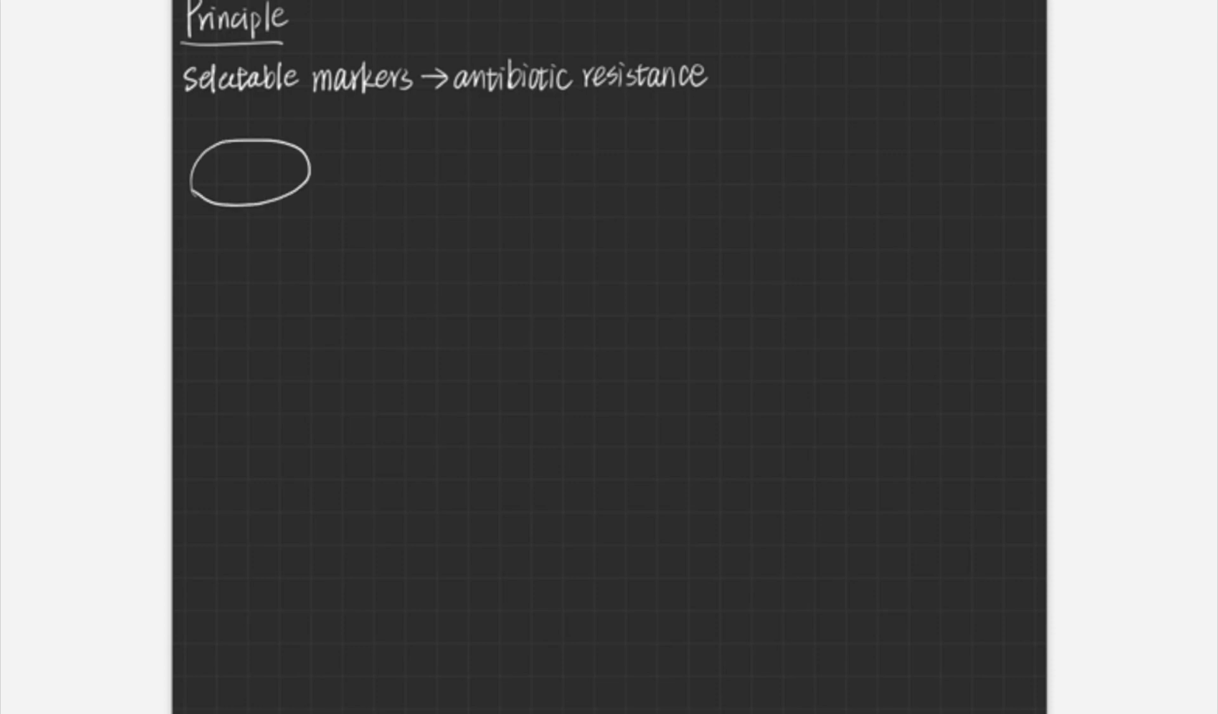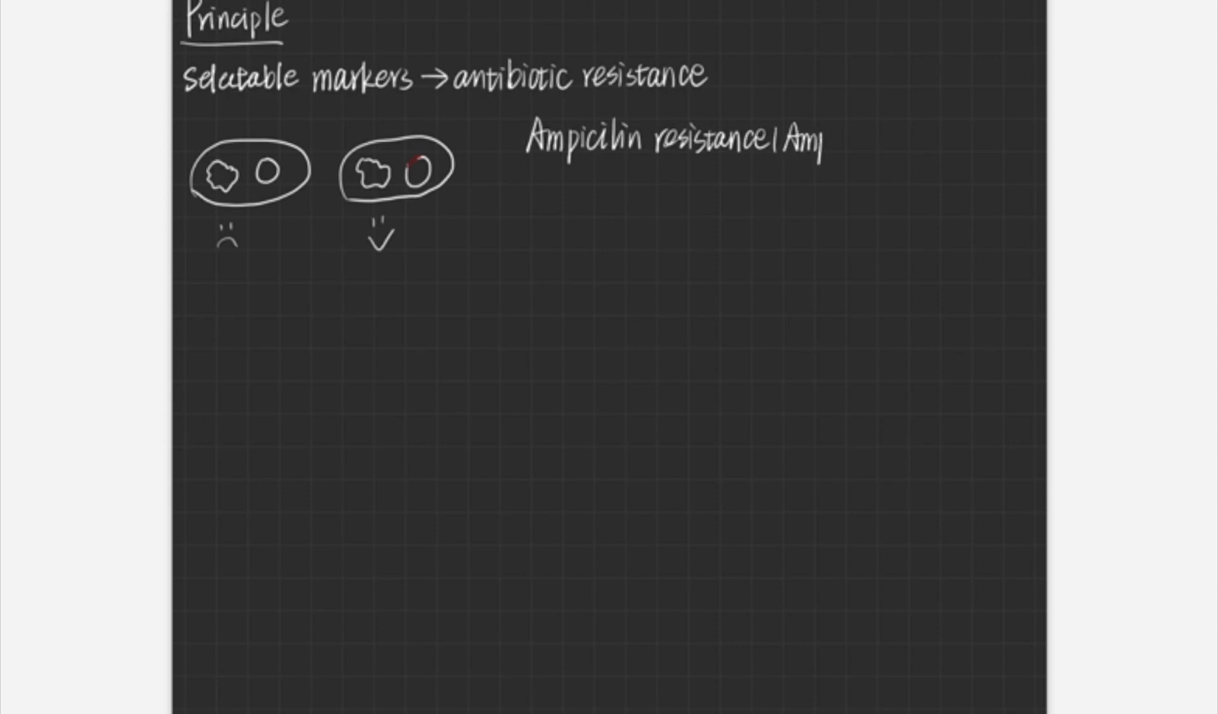Let's see my hand drawing to illustrate the principle. Scientists often use antibiotic resistance genes as selectable markers. We know only cells that have acquired a plasmid will be able to grow. The plasmid used in this step contains the gene for ampicillin resistance, also known as AMPR gene.